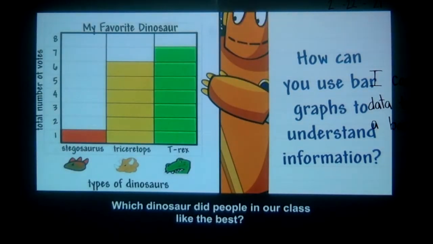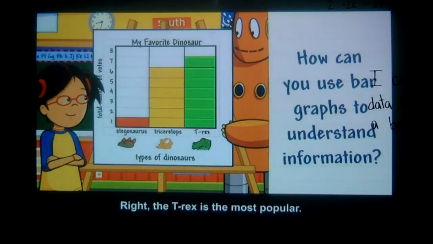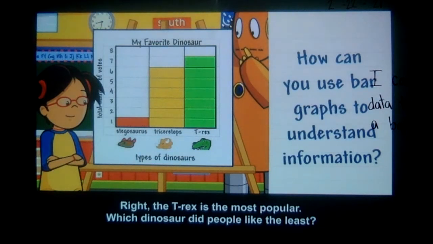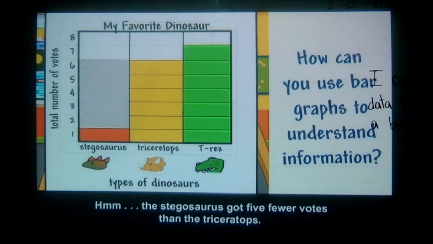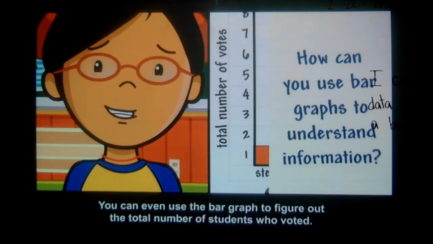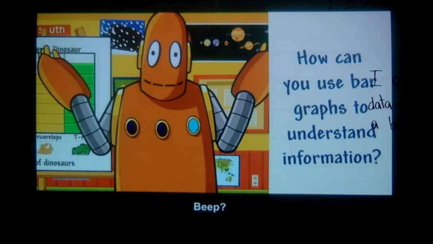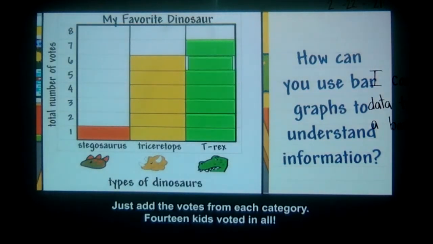Which dinosaur did people in our class like the best? Right, the T-Rex is the most popular. Which dinosaur did people like the least? Tyrannosaurus got 5 fewer votes than the Triceratops. You can even use the bar graph to figure out the total number of students who voted. Just add the votes from each category. 14 kids voted in all.